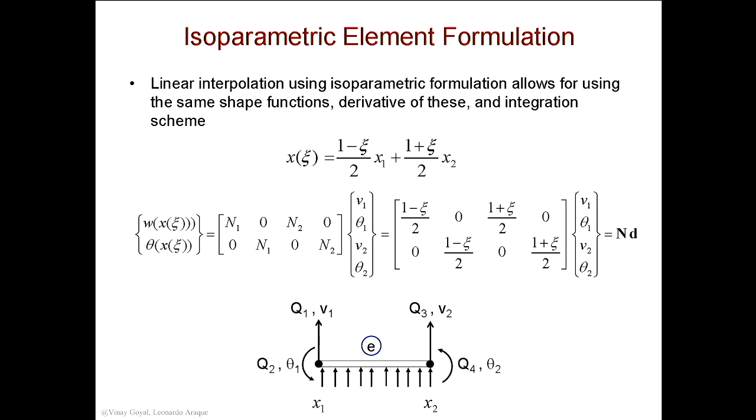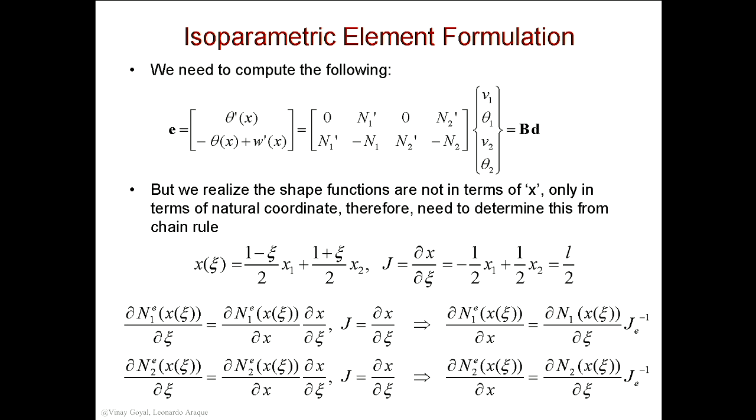And so now my shape functions look very simple. For W I get (1 minus ξ) divided by 2 and (1 plus ξ) divided by 2. For the rotation I have (1 minus ξ) divided by 2, (1 plus ξ) divided by 2. Okay. So just as before, but now I'm writing things in terms of ξ. So they go from minus 1 to 1, nothing different from before. The only difference is that these derivatives are with respect to x. You agree? But now my N's are dependent on ξ, not x.